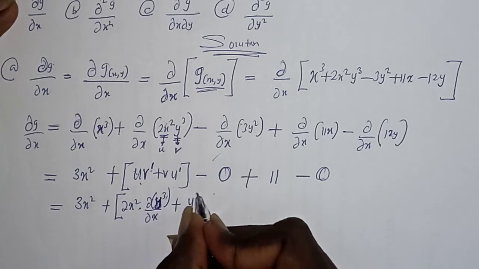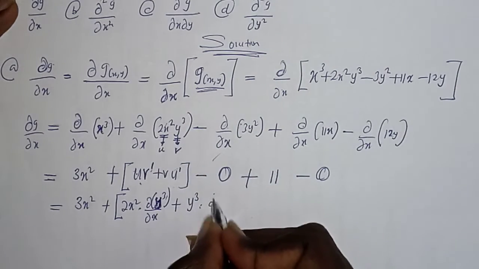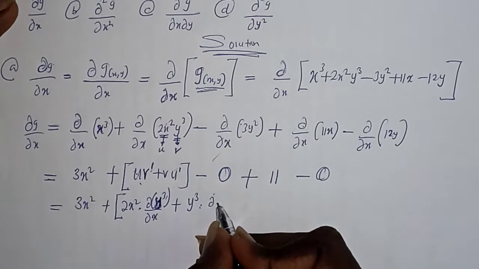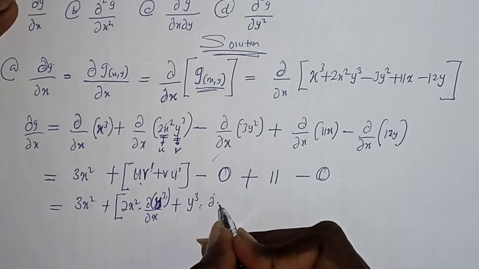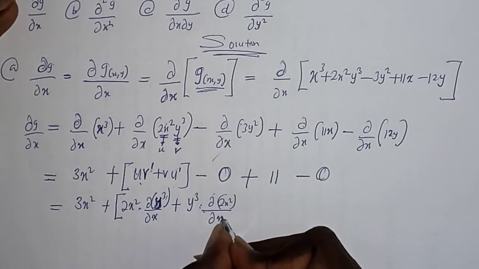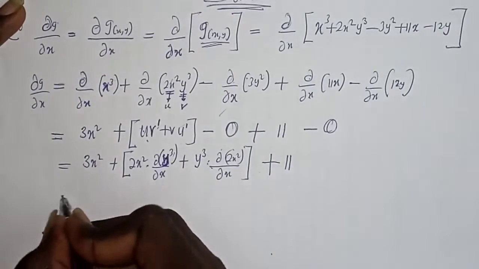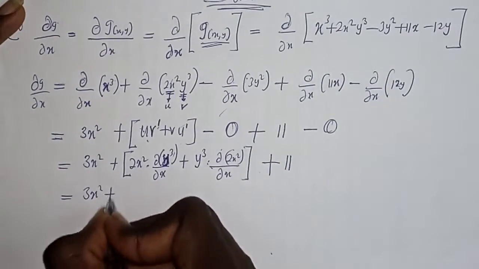What is our v? V is y cubed. Then u prime means differentiate 2x squared partially with respect to x. Differentiate u, that is, differentiate 2x squared partially with respect to what? With x. So that's how to work it out. Then plus 11. Then the next thing for us to do from here is to write 3x squared plus.